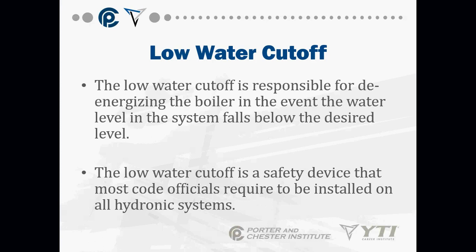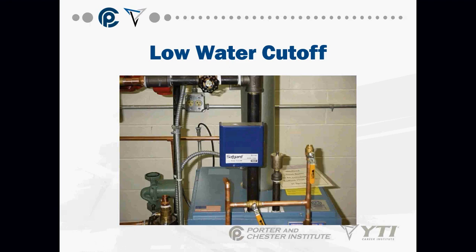One problem that we do run into with low water cutoffs is that they develop sludge and slime inside them, and when that happens, sometimes the contacts inside don't make, and they don't necessarily shut the boiler off when they're supposed to. Okay, so it's always good practice when you're on a boiler to test them to make sure that they are working the way they're supposed to.